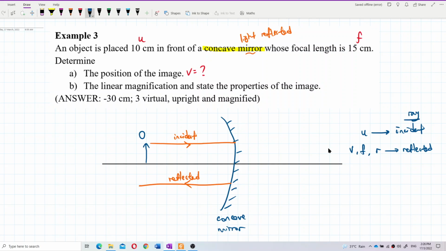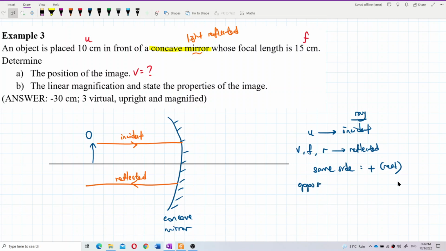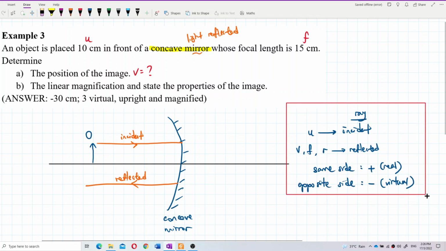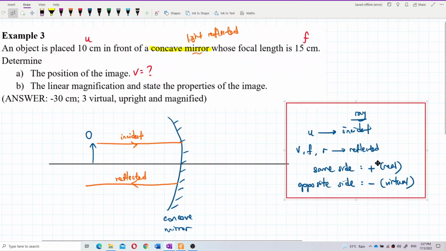If same side, then the sign should be positive, it is real. If opposite side, then it must be negative, it must be virtual. I want to highlight this. Put it like this. Understand? Same side is real, positive. Opposite side is virtual, negative.